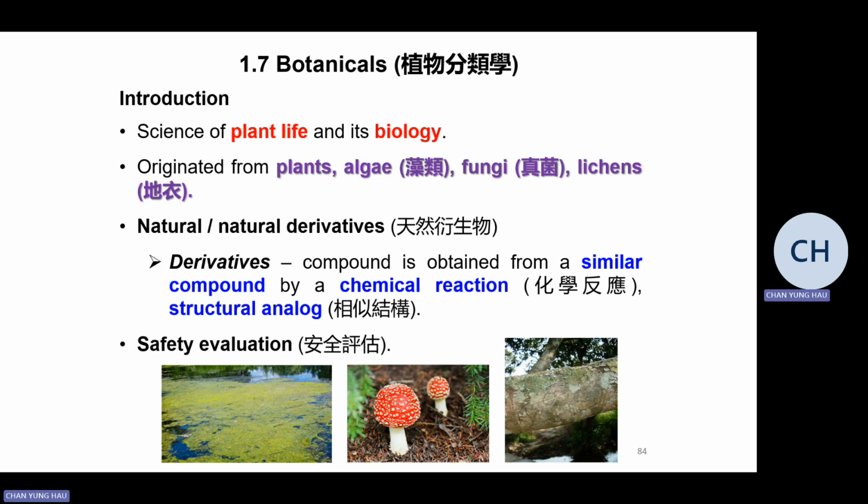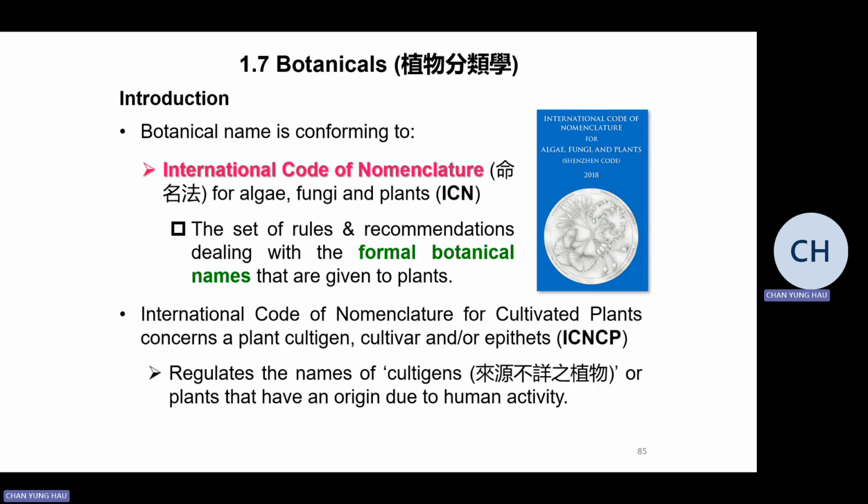They may be natural or what we call natural derivatives. Derivatives are compounds obtained from similar compounds by chemical reaction, which have a structural analog with the original natural compound. Of course, they should undergo safety evaluation before being put into cosmetic products. The naming of botanicals is mainly based on what we call the ICN. We'll discuss that soon.